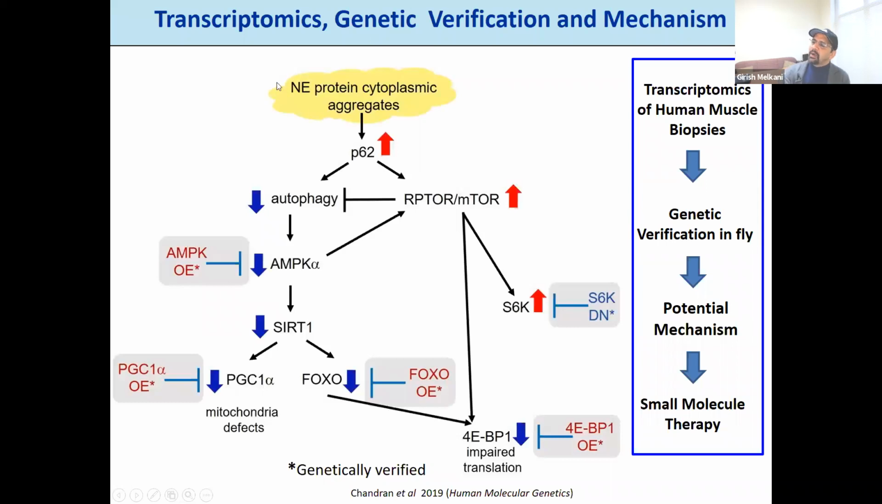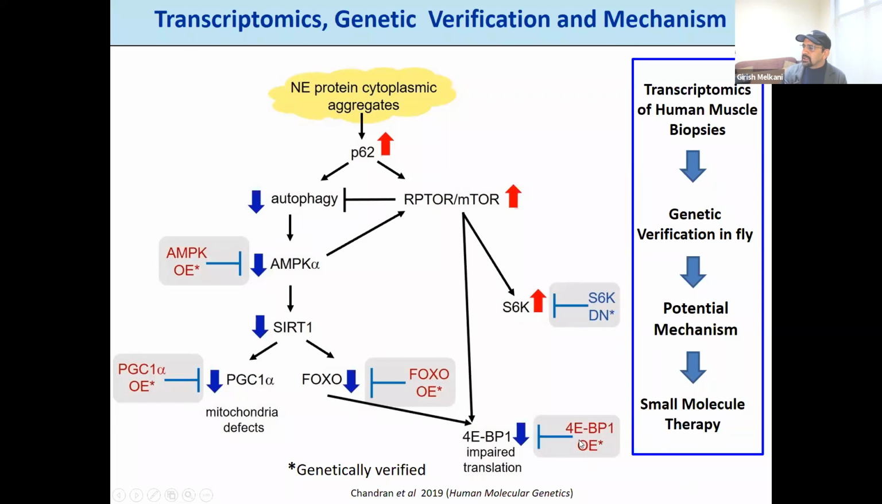One example I want to show you here: these nuclear envelope protein cytoplasmic aggregates lead to upregulation of P62, which reduces autophagy. The transcriptomics data showed that the AMPK signaling transcript was down, SIRT was down, and PGC1 alpha was down. But when we overexpress AMPK, we can rescue that phenotype. We tested this one too: we can overexpress FOXO, and we can rescue that.